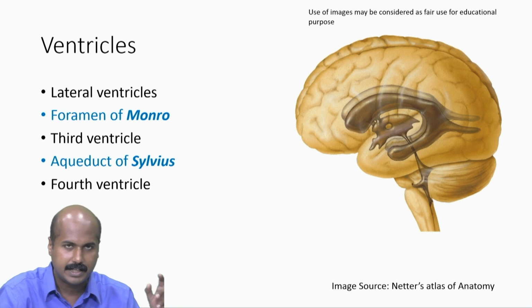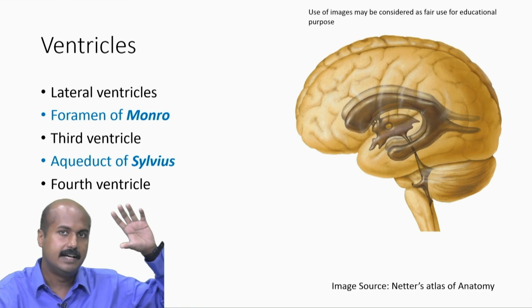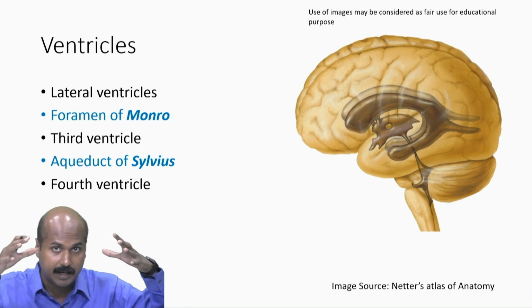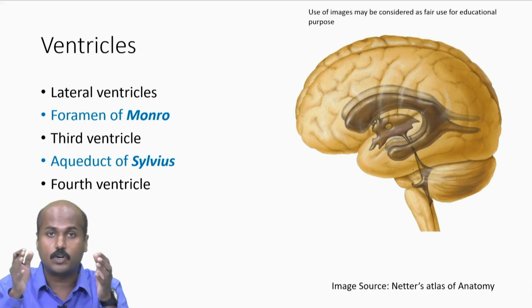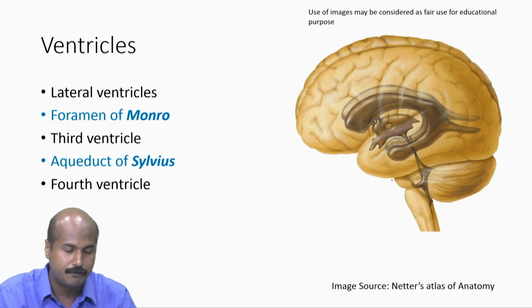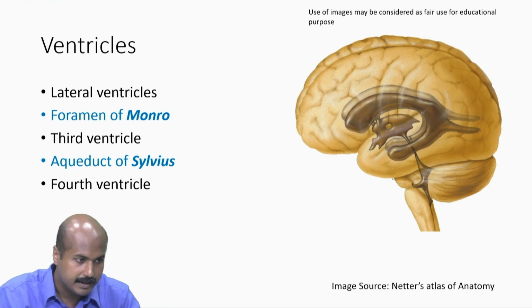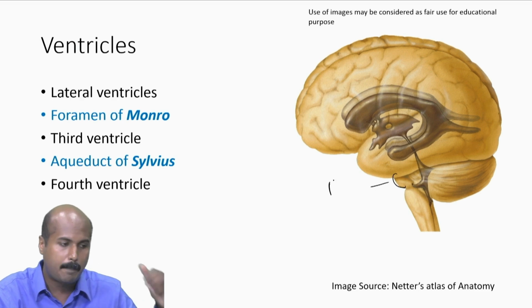Now one more point I need to detail. I told you already that the lateral ventricle is present in the cerebral hemisphere. The third ventricle is located within the diencephalon. Now, where is the fourth ventricle located? The fourth ventricle is located behind the lower part of the brainstem.